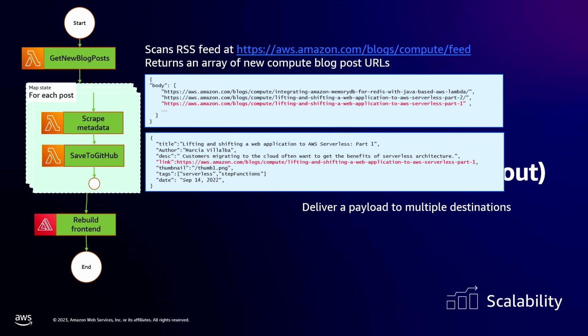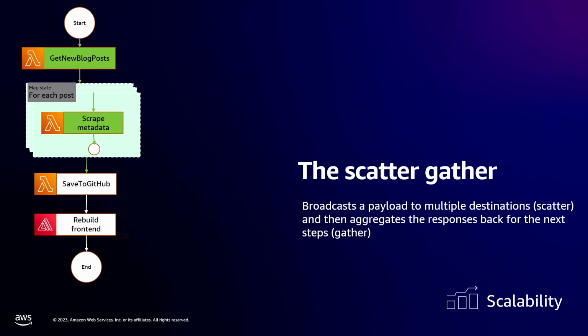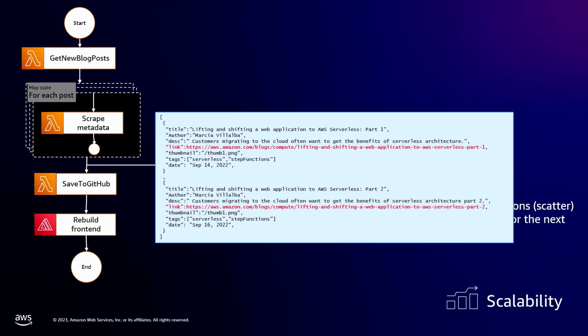This worked great. We improved it, though, with this example of the scatter-gather pattern, or the fan-out, fan-in. So here, I'm still scanning for all of my URLs. I still provide each one of those URLs to scrape the metadata, but I moved the GitHub state outside of my map state, so I'm only writing to GitHub once. This is because I'm not incurring a state transition every time I write to GitHub.